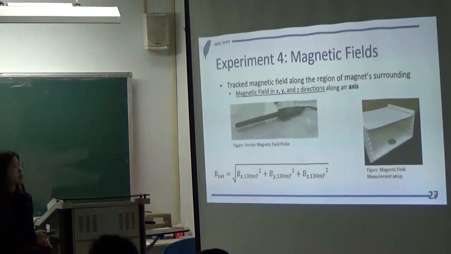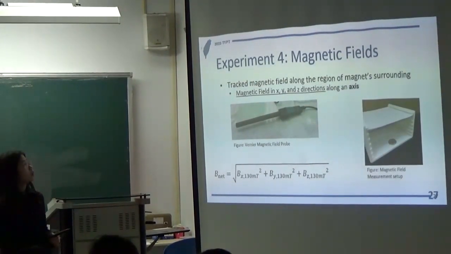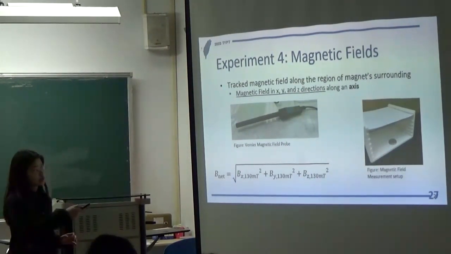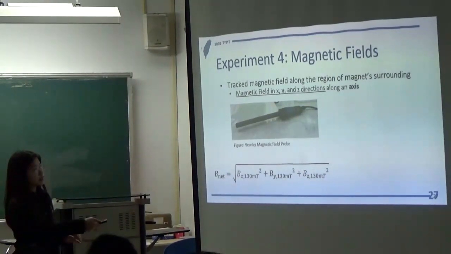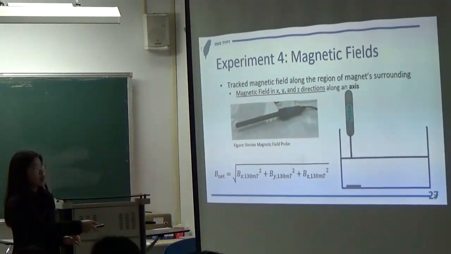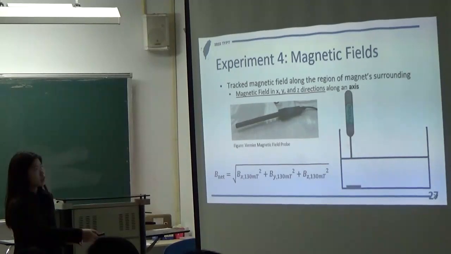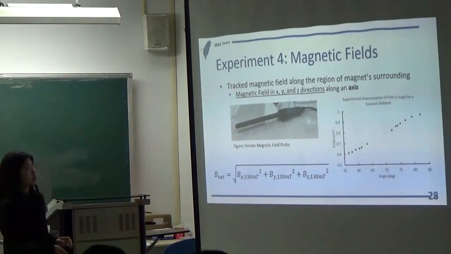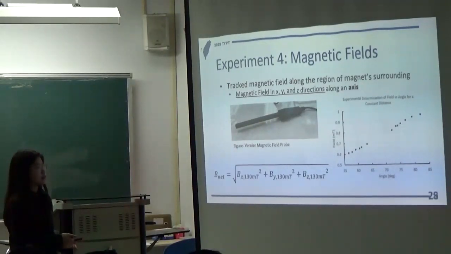And so, thus, we can't model it as a typical coupled oscillator. And analysis 3, magnetic field direction. So we track the magnetic field along the region of the magnet surrounding in the x, y, and z directions along an axis over here. How we did it was we took a magnetic field probe and then measured it across over here. And so essentially we get that the field is a function of angle.